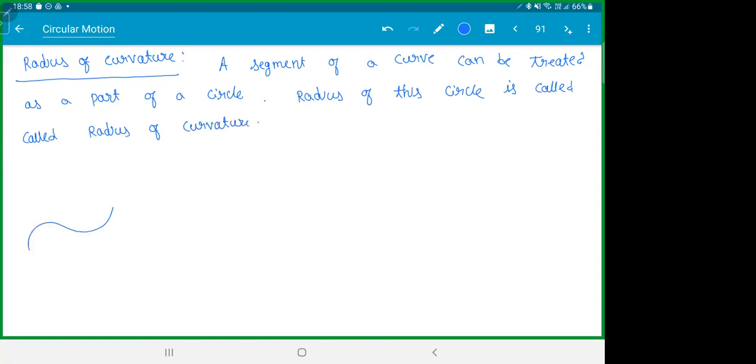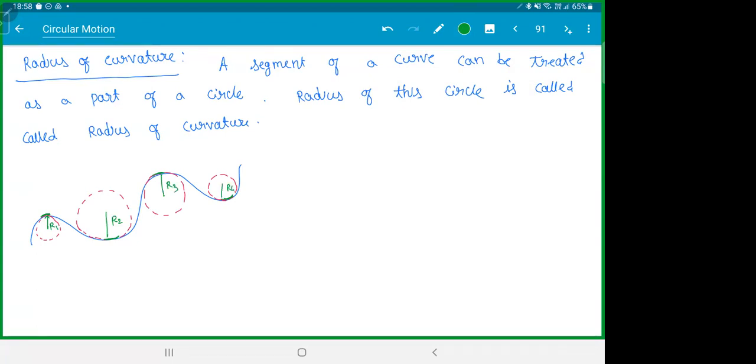So if you give me some random shape like this, at this point, if you take this small segment, I can assume this is a part of this circle. I can assume this is a part of this circle. I can assume this curve is part of this circle. I can assume this is part of this circle. So basically, you can treat every small section as a part of a circle, where the radii are, let's say, R1, R2, R3, R4.